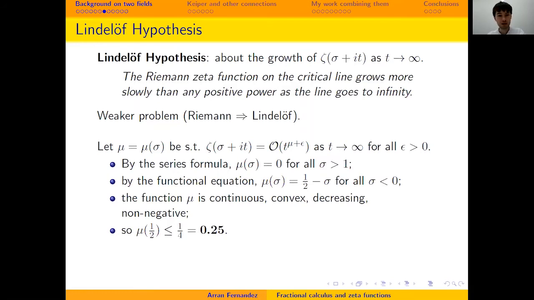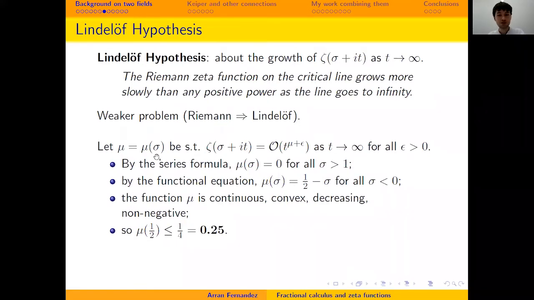That's a weaker problem. So if you prove the Riemann hypothesis, then you know the Lindelöf hypothesis is also true, but not the other way around. So this is a weaker problem than Riemann, but it's still open. Nobody knows if this is true or not. And I'm going to show you just quickly some of the progress made towards this, again, to give you an idea of how difficult this topic is.